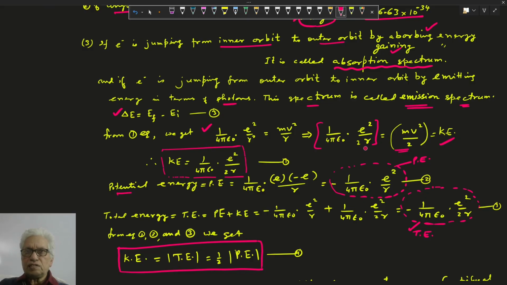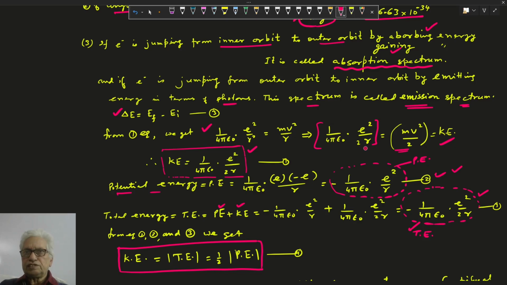Whereas the potential energy formula is k q1 q2 upon r. So this is the formula of potential energy. Total energy is the sum of potential plus kinetic. We are getting this. So this is the kinetic energy given by equation 1, potential energy given by equation 2, and the total energy given by equation 3.